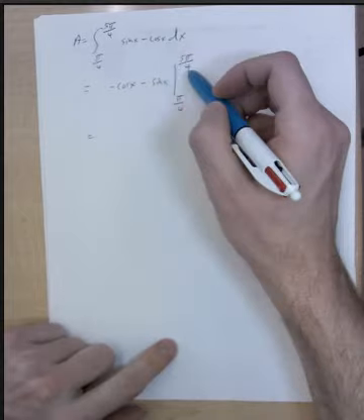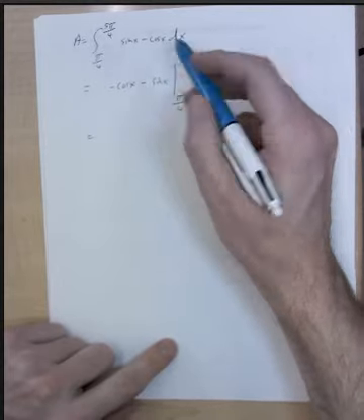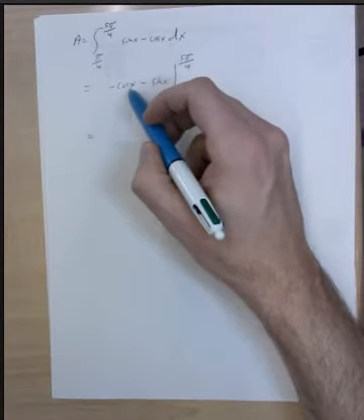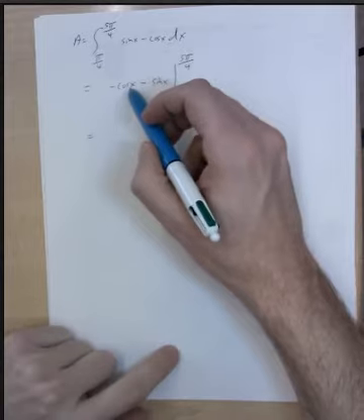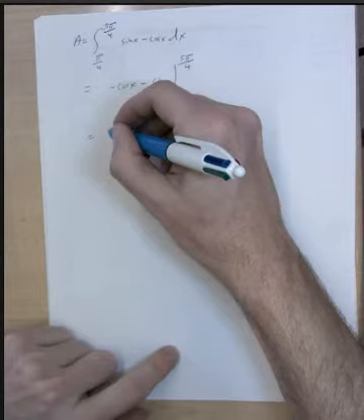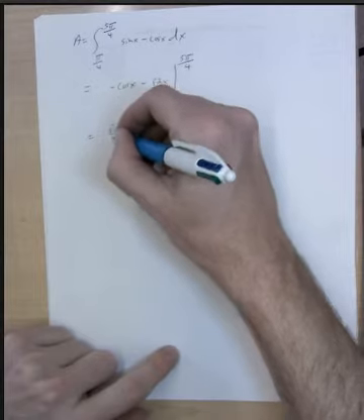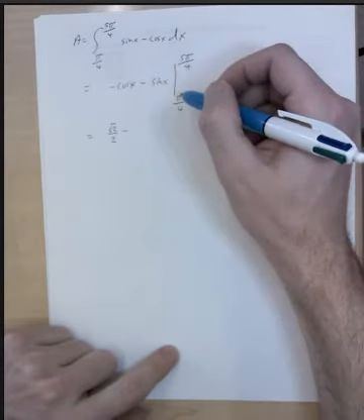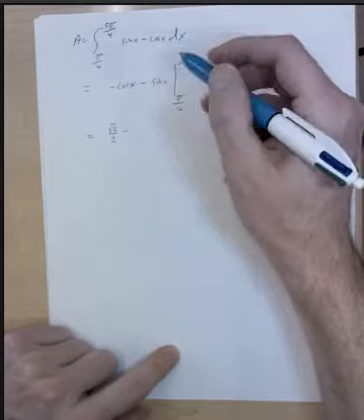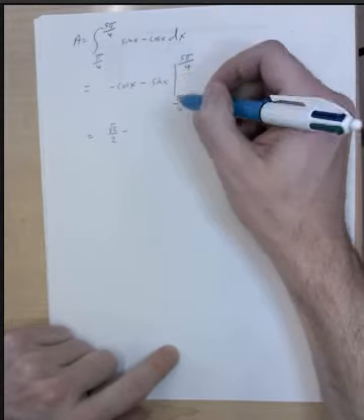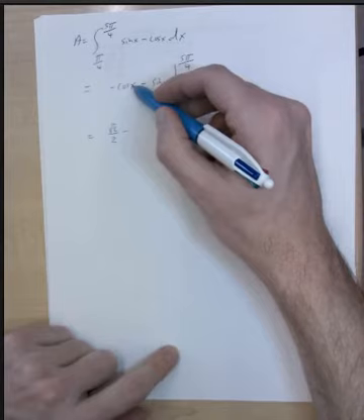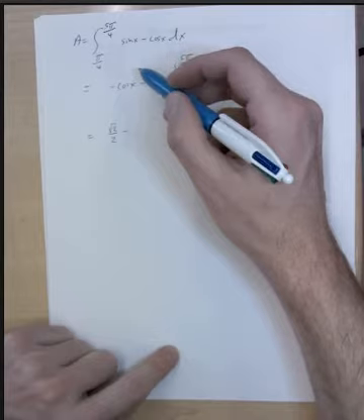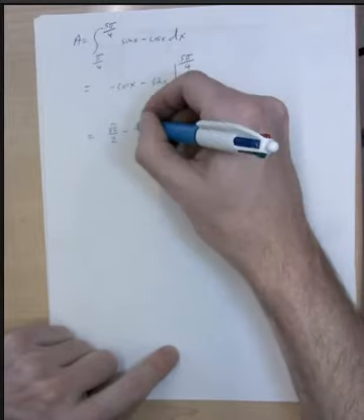So putting in 5 pi over 4, aka 225 degrees. So the cosine of 225 is negative root 2 over 2. But this is already negative, so it's going to be positive root 2 over 2. And then we have, putting in pi over 4, so the cosine of pi over 4 is root 2 over 2, but it's negative, so this is negative root 2 over 2.